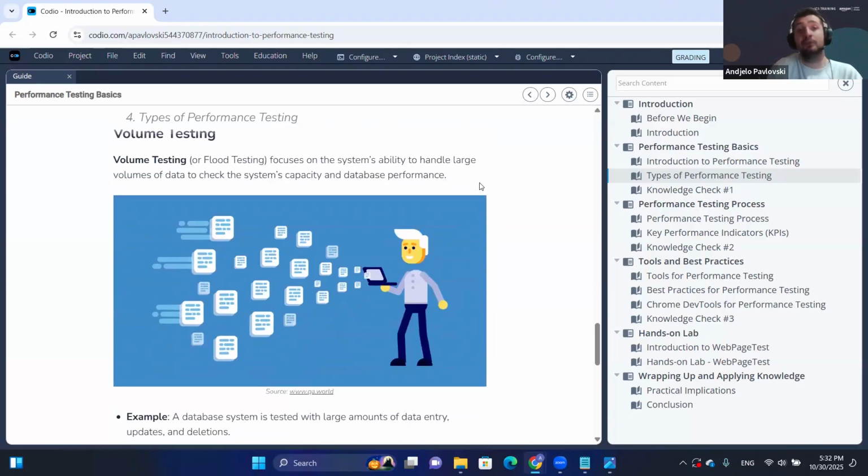Okay, now we go to volume testing. So this is related to data. You want to make sure that the database and the system's capacity are also well rounded in terms of performance, scalability, and reliability when there's a lot of incoming data.